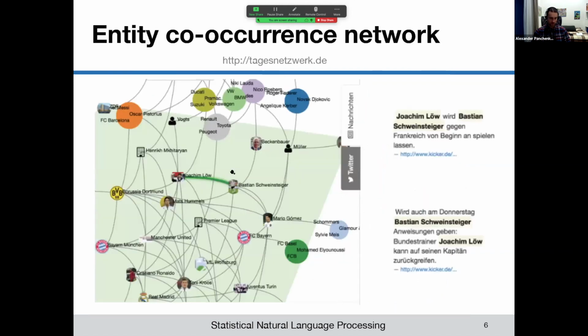Another useful and common type of linguistic networks is entity and word co-occurrence networks.